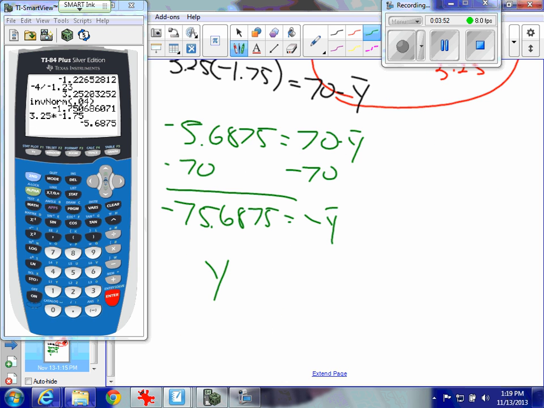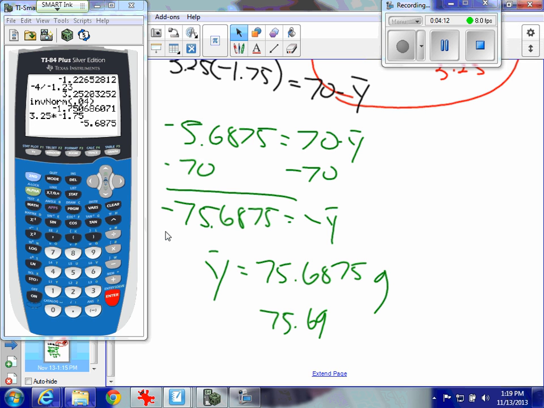So my new mean that I need to set this machine to, or these tomatoes to, or whatever, I have to strive to develop a new strain, is going to have to be 75.6875 grams. I'll just round that off to 75.69, 75.7. Does that make sense? Let's see if that's right. It is. That's correct.